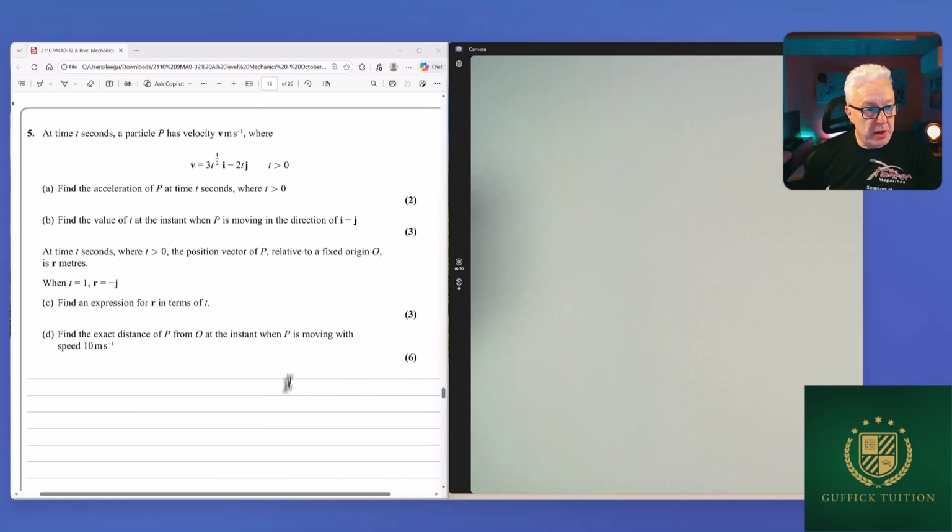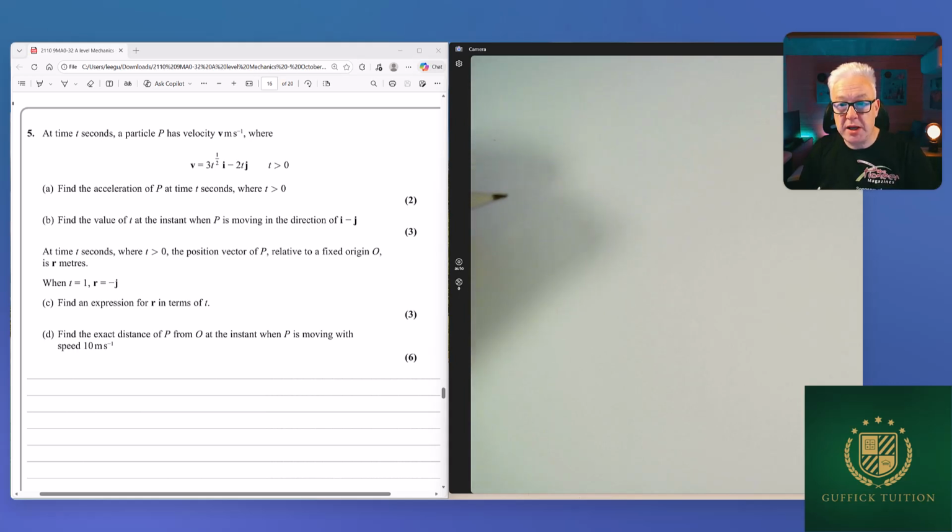It says, at time t seconds where t is greater than 0, the position vector of P relative to a fixed origin O is r meters. When t is 1, r is minus j. Find an expression for r. So this is a nice 3 marks. The position vector is given by integrating the velocity.